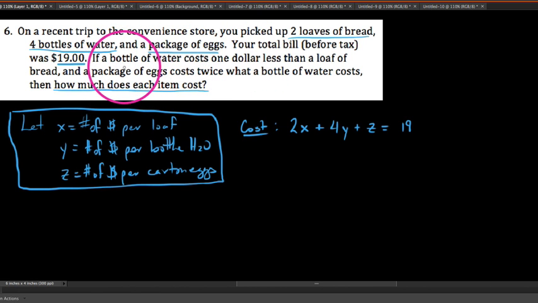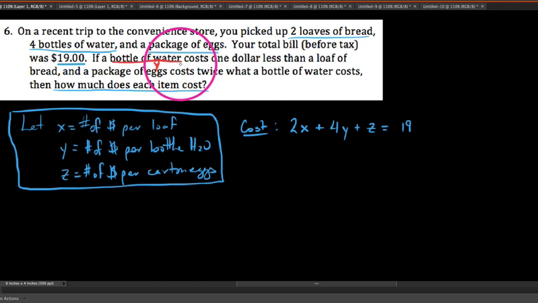We say that if a bottle of water costs $1 less than a loaf of bread. Okay, so let's go ahead and pick this apart here. When we say a bottle of water, what letter were we using to represent a bottle of water? If we look down here, that was y. Really what we're saying then is that y costs $1 less than a loaf of bread.